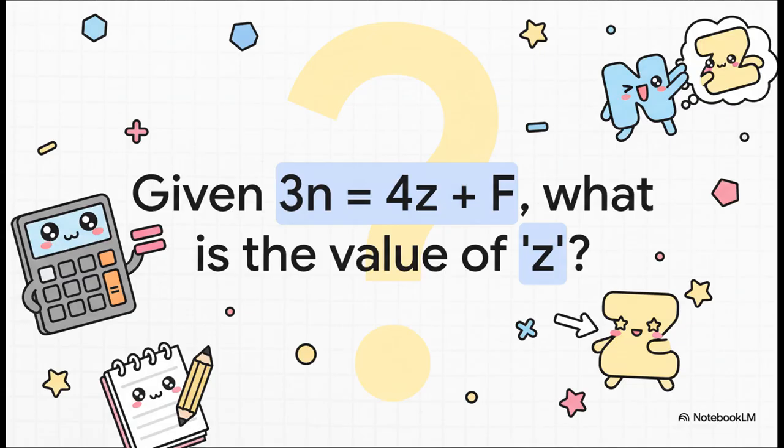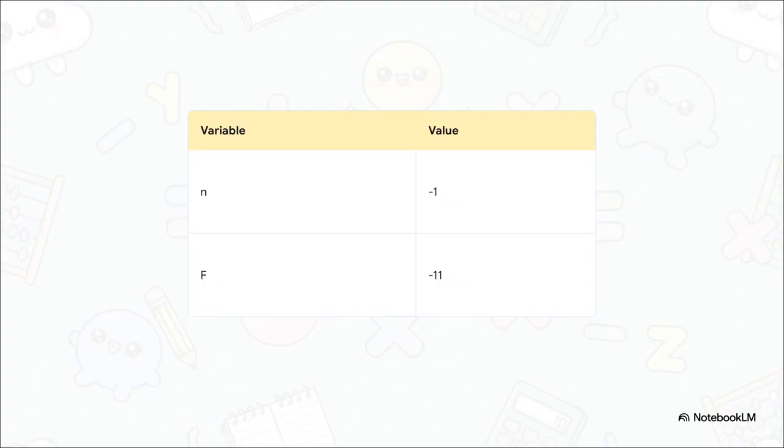Okay, here's our next challenge. We're given this formula, 3n equals 4z plus f, and our mission is to figure out the exact value of z. So where do we even start? The good news is we're not flying blind here. The problem actually gives us a couple of huge clues. It tells us that n is -1 and f is -11. These are the keys to unlocking the whole thing.